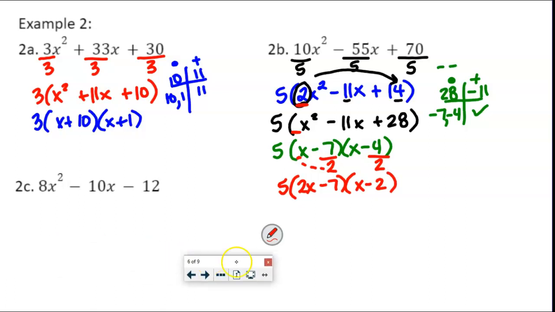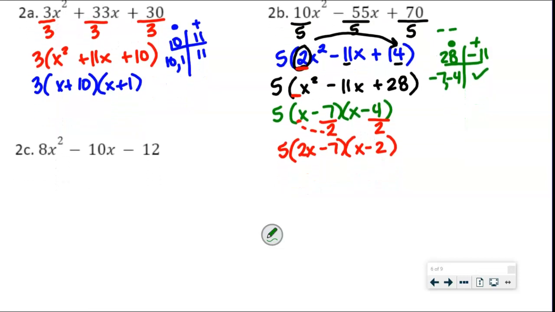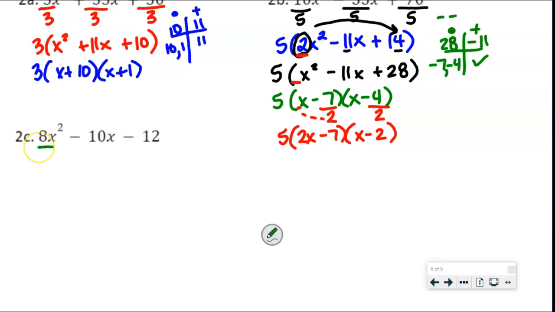So now let's go ahead and take a look at 2c. Here we've got, again, do we have a GCF? Well, yes, we do. Now, I could divide 8 and 12 by 4, but I can't divide 10 by 4. I do notice that all numbers are even, so that means I can divide everything by 2. So let's see if that's the greatest common factor. 2 times, so now I've got 4x squared, right? 8 divided by 2 is 4, minus 5x, because negative 10 divided by 2, and then minus 6 from 12 divided by 2. So now, are there any common factors between our three values? No.